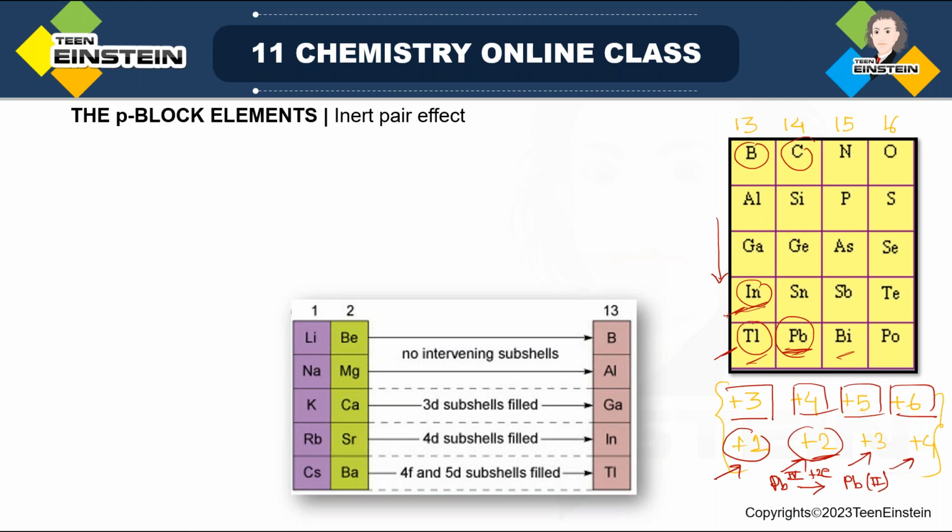So this picture, if you see carefully, here we have group 1 and group 2. That means it is S block. Now after S block, this gap is actually for D block. But we have not mentioned that. We have jumped to group 13 and then there is 14, 15 and so on. But in between group 2 and group 13, there is something happening that we have to understand.